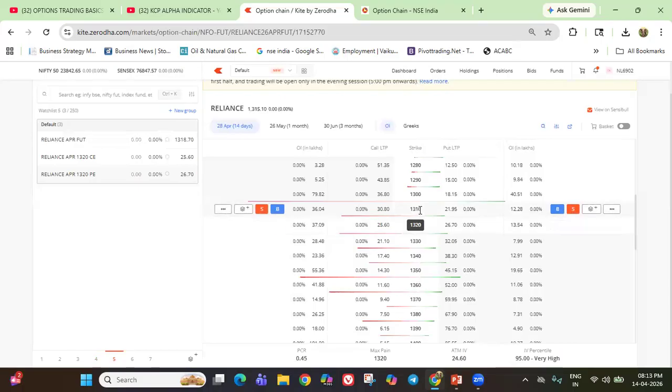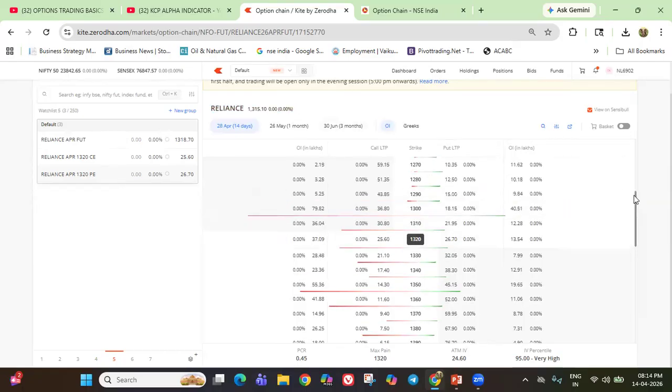In the money means 1310. Out of the money means 1330. Similarly, if I want the market to go down, then for a put option, at the money is 1320. In the money put option is 1330. Out of the money put option is 1310. So this is very simple. For a call option, in the money is the opposite of a put option's out of the money. That is very simple, and you can select it when you enter the market.